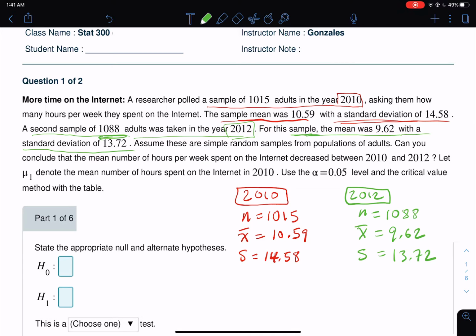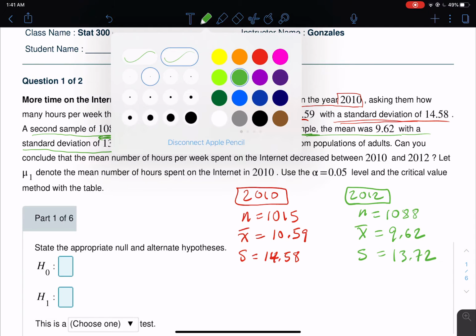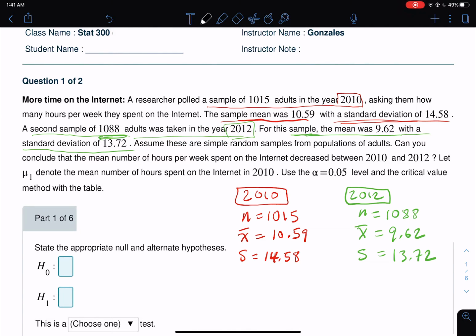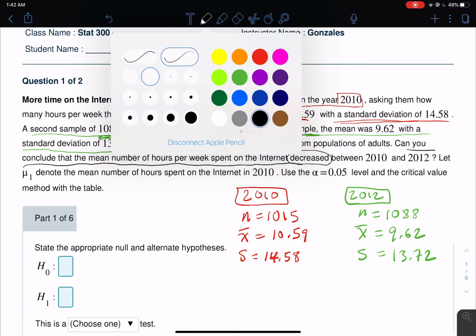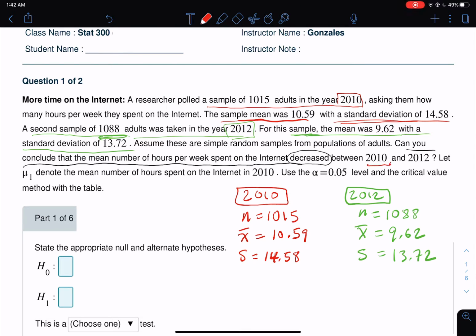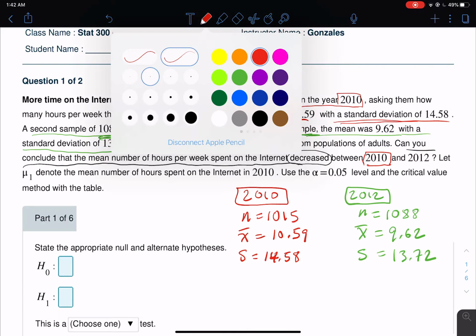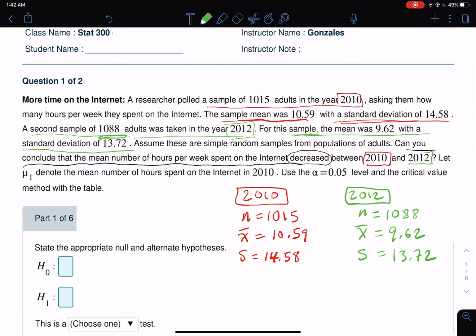Assume these are simple random samples from a population of adults. Can you conclude? So now we're getting into our alternate hypothesis, right? The statement. Can you conclude that the mean number of hours per week spent on the internet decreased? Now, be really careful. Remember 2010 we're showing as red. 2012 we're showing as green.